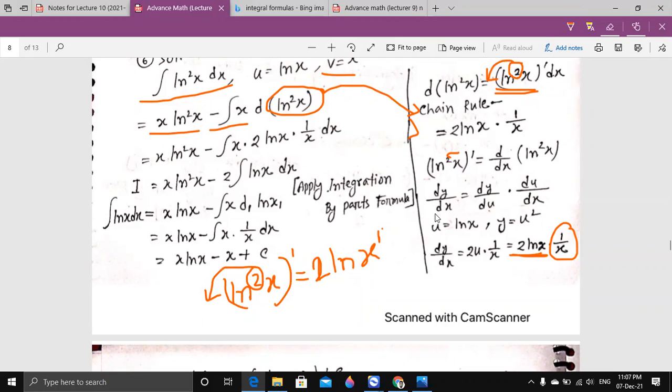Yes. Okay. Now chain rule tells us that this is the outer function. Now we have to calculate the inside function. So inside function is ln x, right? So derivative of ln x is 1 by x from the formula.